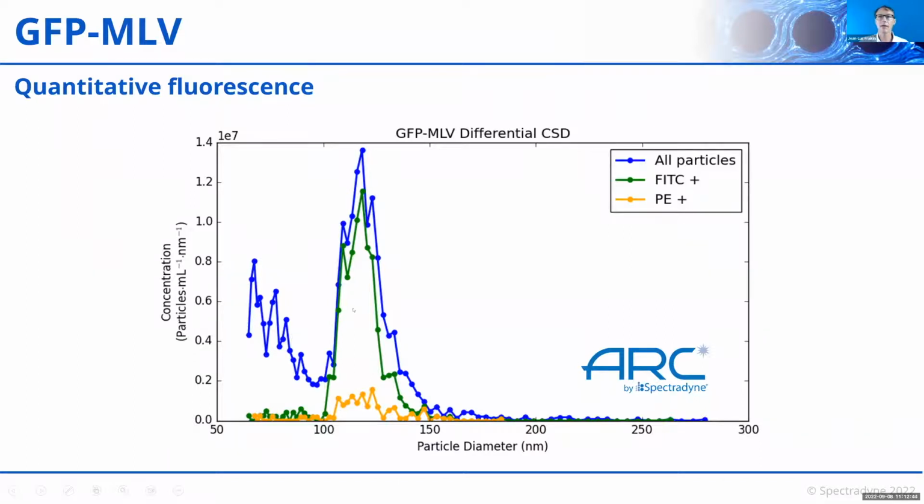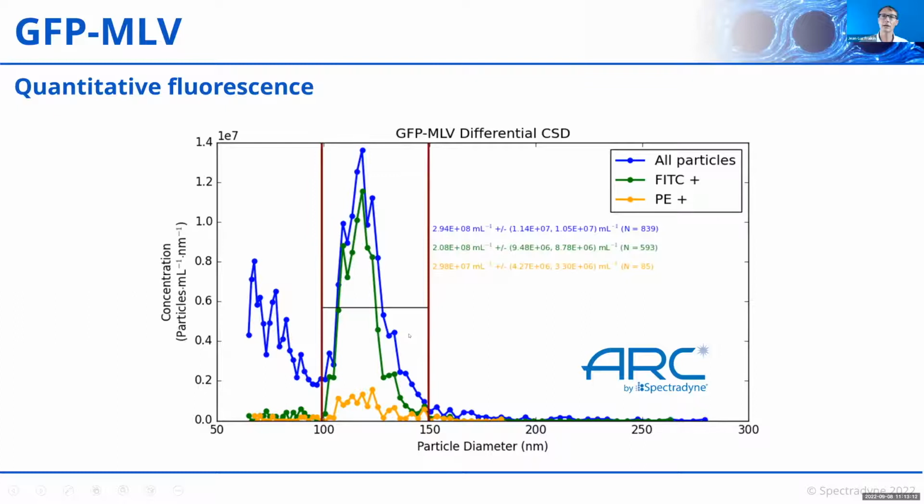And we now know that for sure because on the ARC, we can call out just the FITC positive particles, the particles that are fluorescent in the FITC channel. These are GFP labeled. And you can see that this background, now we know, is non-fluorescent particles in the buffer or other parts of the sample preparation. Maybe they're leftover bits from the cell culture media, for example. Again, we can be quantitative over any size range here.